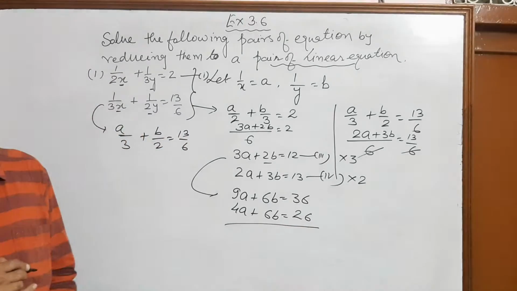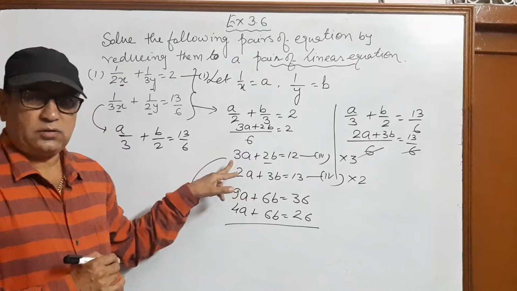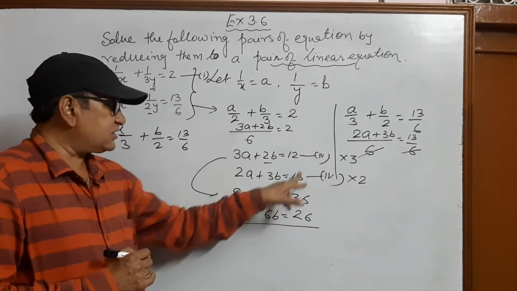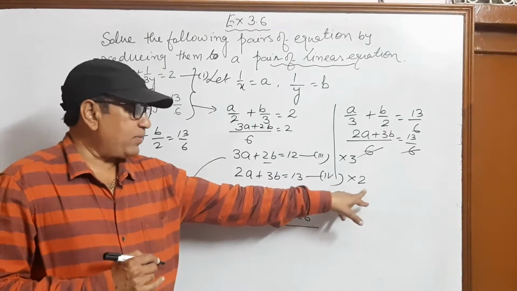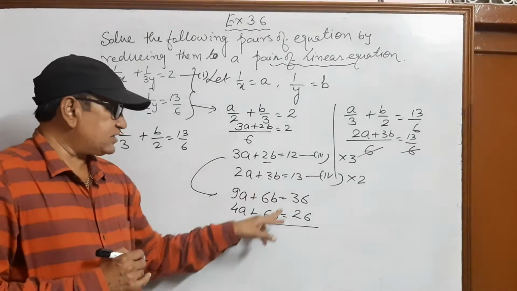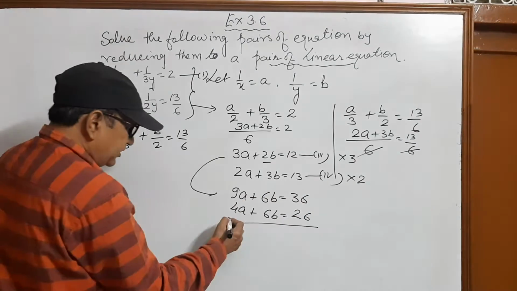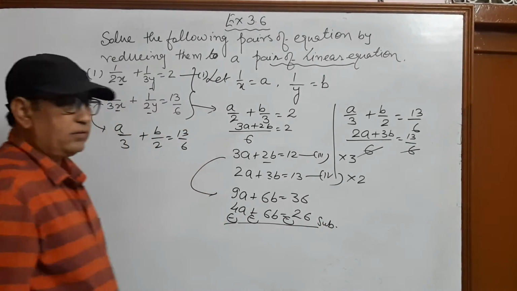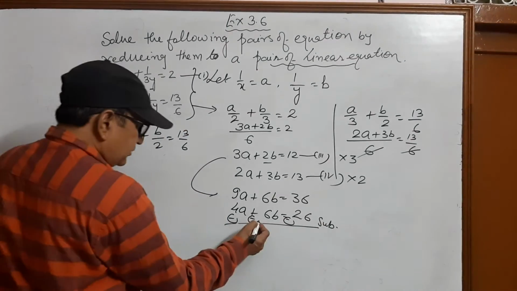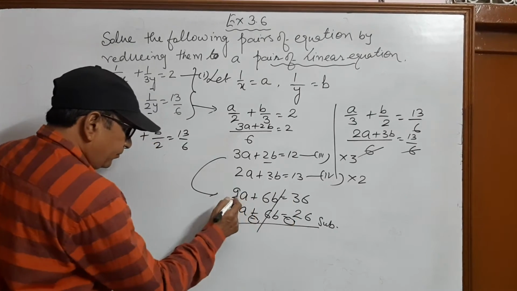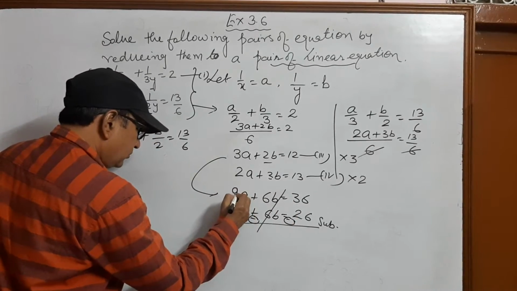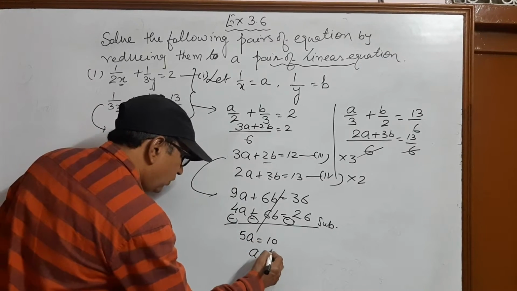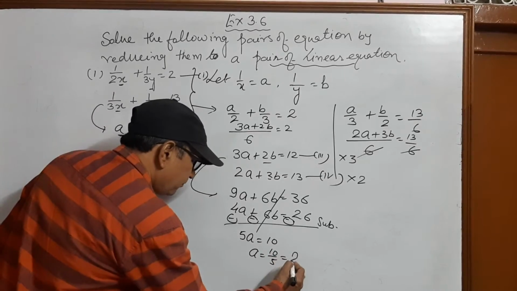Now check once again whether we are correct or not. Whenever you solve, beta, check once again: 3 times 3 is 9, 2 times 3 is 6, 12 times 3 is 36. Clear? Then multiply by 2: 4a, 2 times 3 is 6b, and 26. Now change the sign, because we are going to subtract here. Subtracting these two equations, 6b and 6b have gone. 9 minus 4, 5a equals 10, and that's why a equals 10 by 5, which means 2.